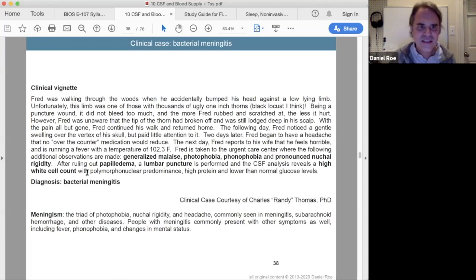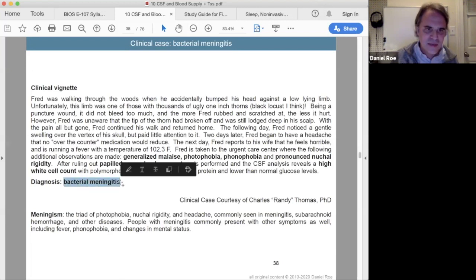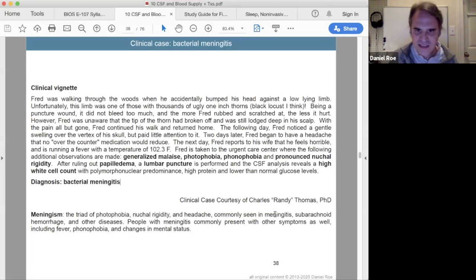He has an infection with polymorphonuclear predominance, high protein, and lower than normal glucose levels. He has some kind of infection, bacterial infection, in fact. That's a bacterial meningitis, typical presentation. Meningism is this triad of photophobia, nuchal rigidity, and headache that we see in Fred's case. So commonly seen in meningitis, subarachnoid hemorrhage, and other diseases.